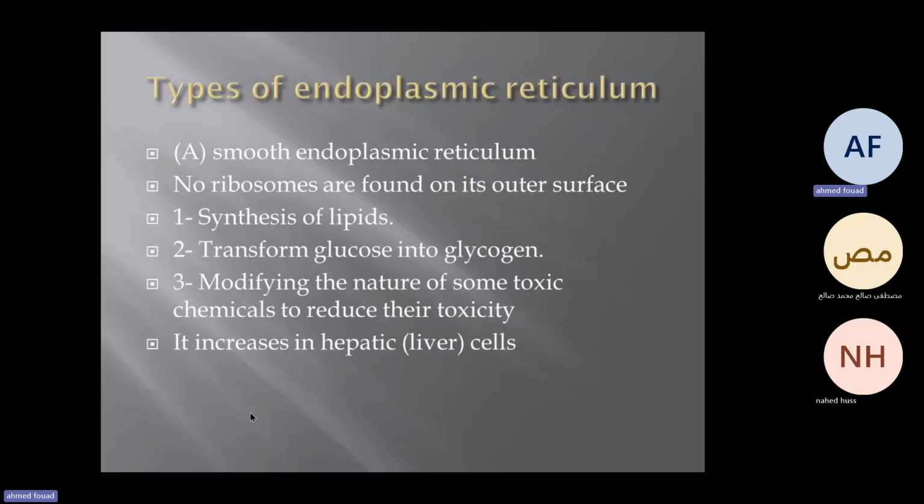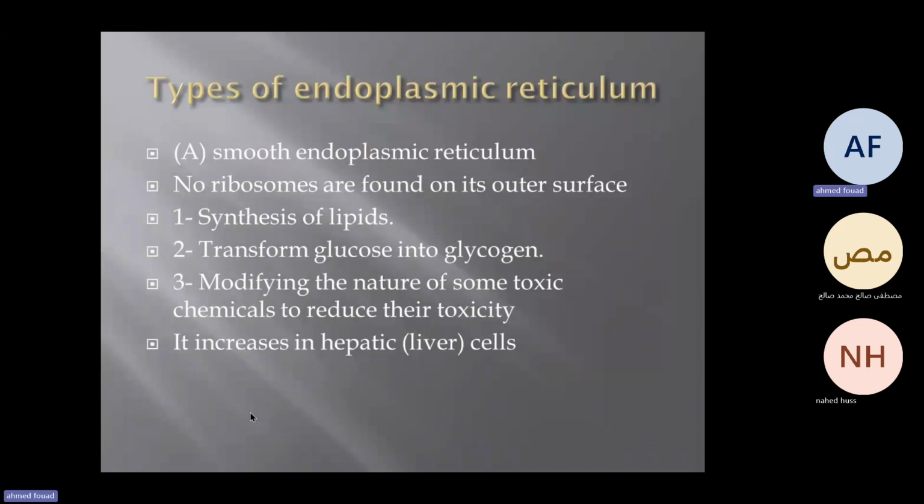What's the function of the smooth endoplasmic reticulum? Build lipids, بتحول الجلوكوز into glycogen, وتحول some toxic material into less toxic. So this type of endoplasmic reticulum is abundant in a part of the body which synthesizes lipids, transfers glucose into glycogen and converts toxic into less toxic. As you know, this part is the liver, so it is abundant in liver cells.